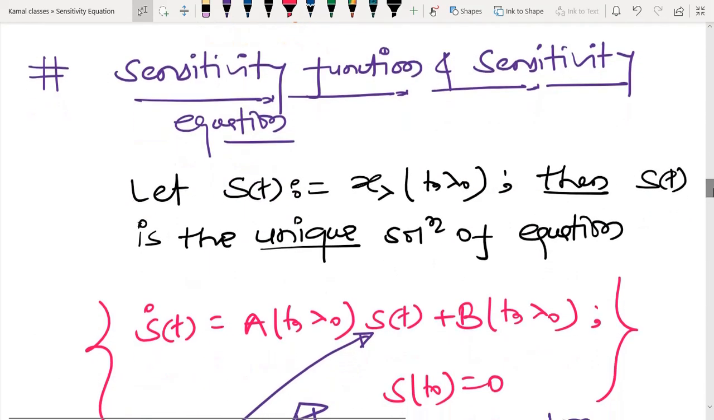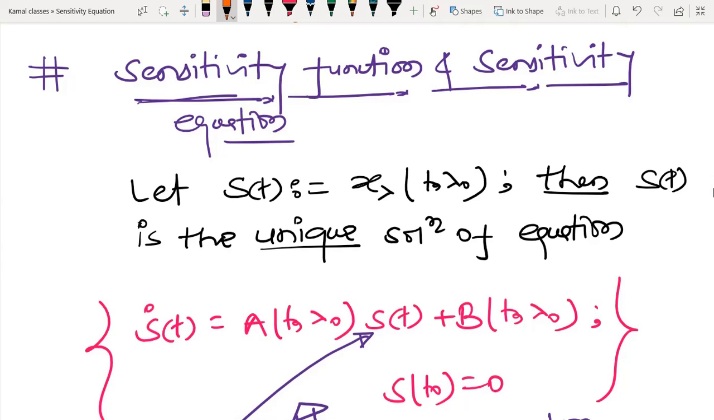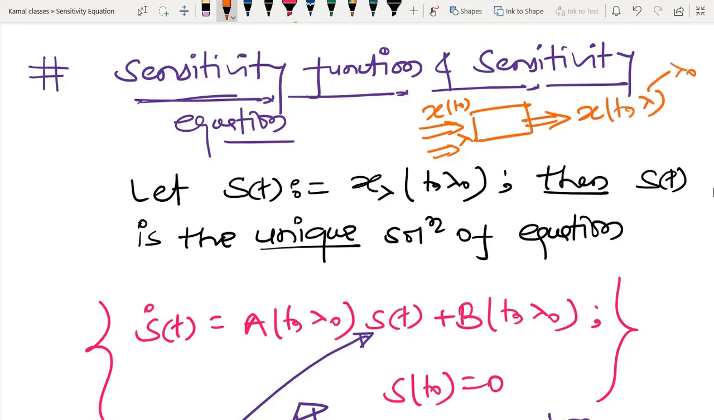Now we are going to coin two things: first the sensitivity function, and second the sensitivity equation. So I am going to check the state. I have the initial condition x(t0) and lambda, and the corresponding state that is generated, x(t, lambda). If lambda is very, very close to lambda 0, I can replace this lambda by lambda 0, and define this as s(t). If that is very close, then I can do this kind of approximation.